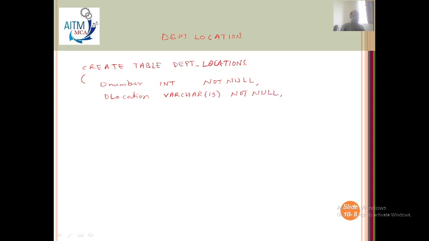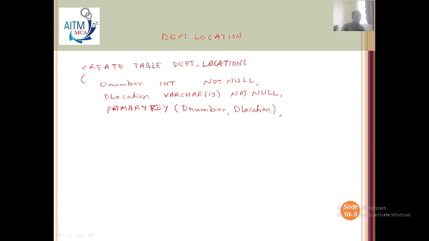Got it? And which is the primary key here? As we discussed, the primary key is department number and department location both together. DNUMBER comma DLOCATION are the primary key. And which is the foreign key?